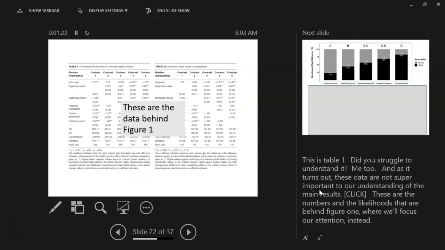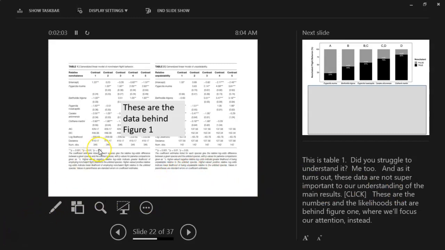All right, much of the data that the authors produced is summarized here in Table 1 and Table 2. Did you struggle to understand it? Me too. As it turns out, these data are not super important to our understanding of the main results. Basically, what's behind these numbers are the calculated likelihoods of particular outcomes. Outcomes such as the bat rejects the food or it eats the food, or the moth evades the bat or the moth doesn't evade the bat. This is all part of that special family of statistics I explained is related to binary data analysis.